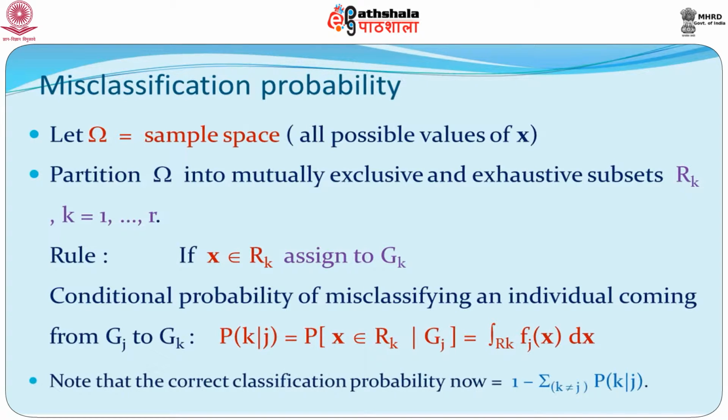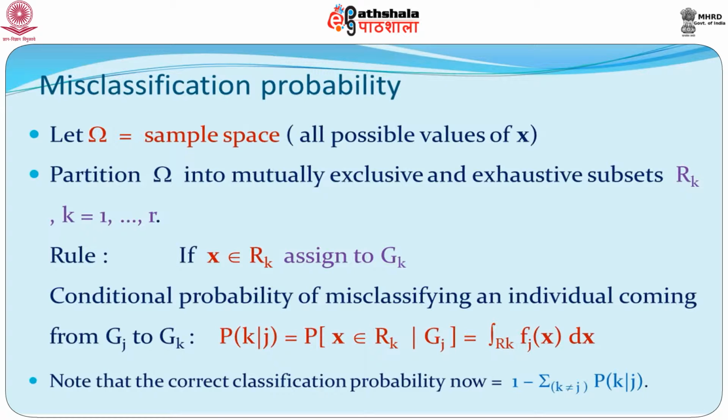Note that the correct classification probability in this case is 1 minus the summation over k not equal to j of P(k|j). If you look at all the other k's which are not equal to j, those are the misclassification probabilities. So, the sum would give the misclassification probability, and 1 minus that would be the correct classification probability.